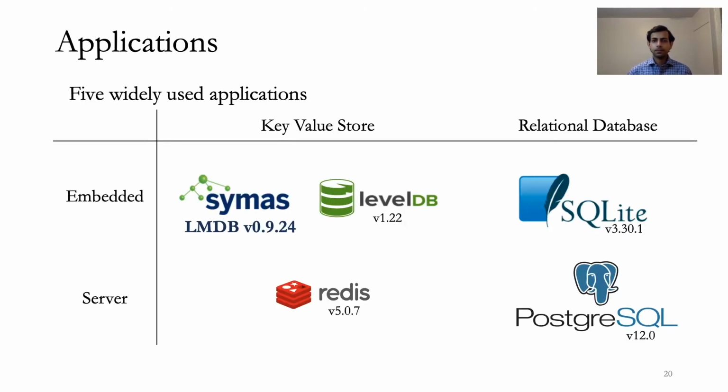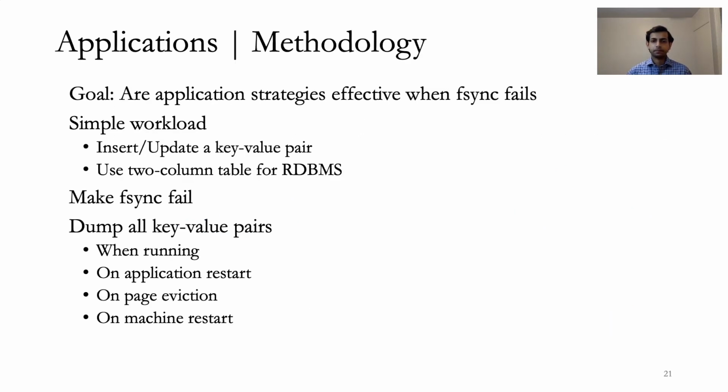And now we move on to applications. We study 5 widely used applications. 3 of them are embedded, 2 servers, and we have a mix of key-value stores and relational databases. Our goal here is to find out whether an application's strategies are effective when fsync fails. So we choose a simple workload that inserts or updates a single key-value pair. For relational databases, we use a 2-column table.